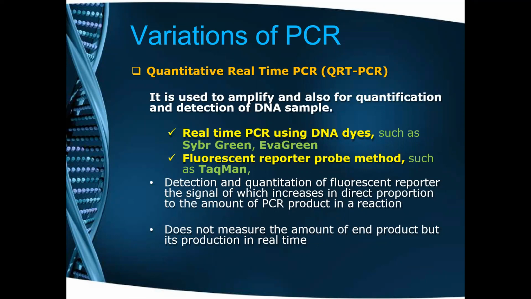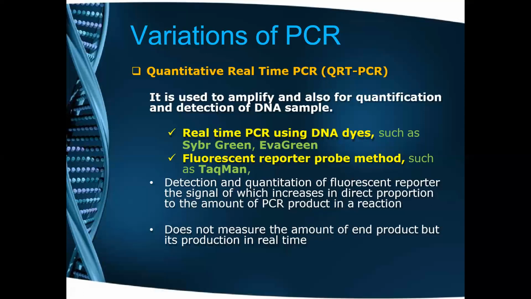Now, QRT PCR, from the name itself, we can understand: quantitative real-time PCR. Quantitative means quantity, how much it will be. So quantitative real-time PCR, QRT PCR, is used to amplify and also for quantification and detection of DNA sample. That means in this type of PCR, how much amount of DNA you are producing, you can know.